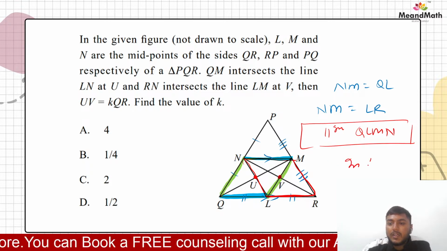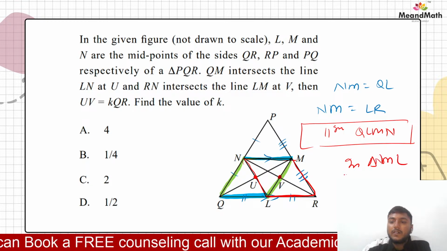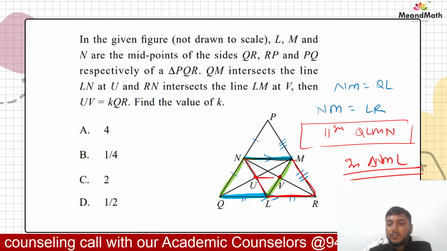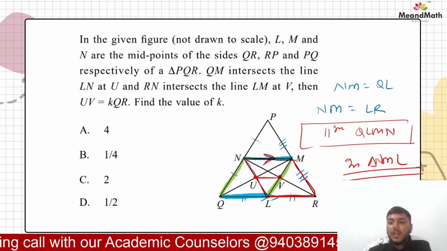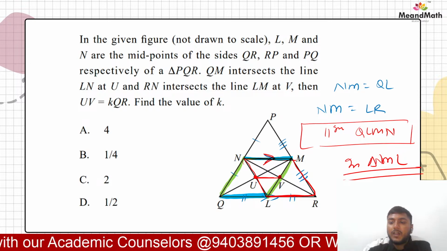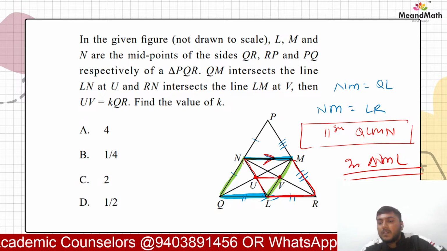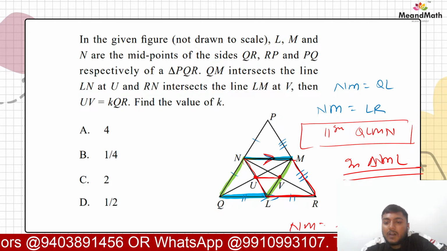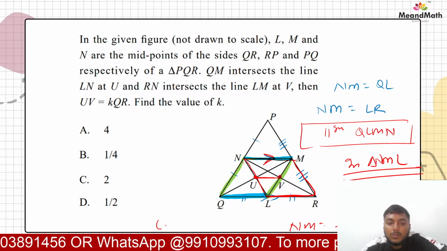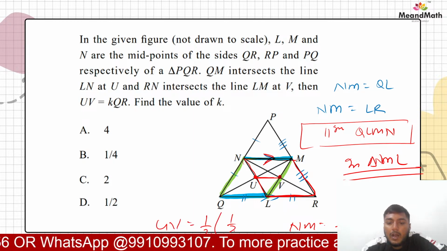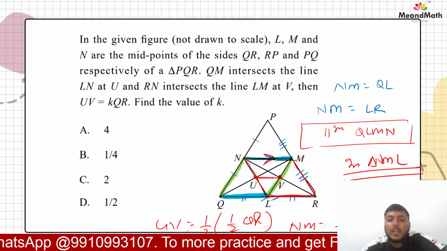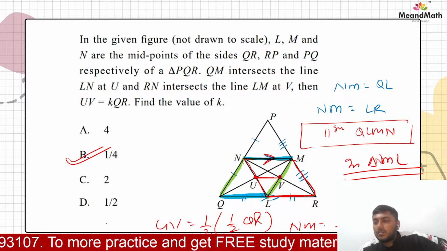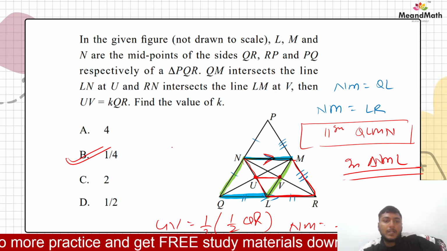So now in triangle NML, U and V are the midpoints, right? So this means UV would be parallel to NM, and UV would be half of NM, right? And NM is already half of QR. So UV would be half of half of QR. So that is why UV would be 1/4 of QR. So that is why option number B, है ना बच्चों? So option number B would be correct.